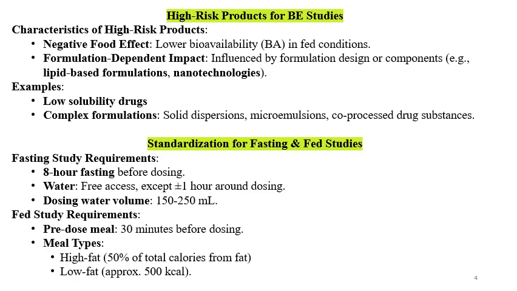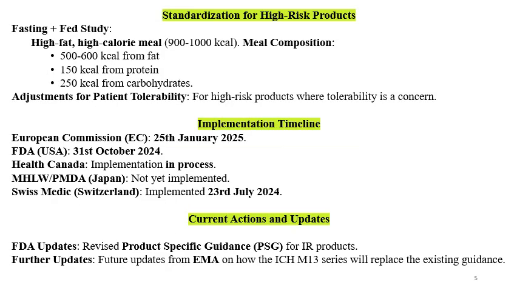Now we will see the standardization for fasting and fed studies. Fasting study is 8-hour fasting before dosing. Water will be freely accessible except 1 hour before and 1 hour after dosing, and the volume of water will be 150 to 250 ml. Fed study requirements: a pre-dose meal 30 minutes before dosing, and meal types will be high fat and low fat. High fat meal means 50% of the total calories come from fat. Low fat means approximately 500 kilocalories. So this is regarding the standardization of fasting and fed studies.